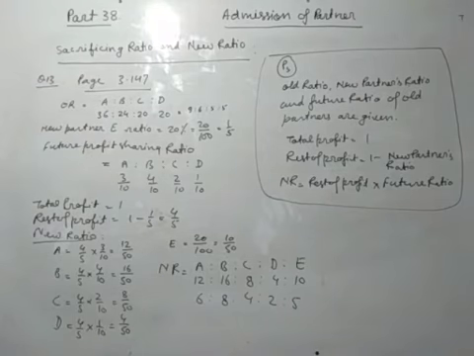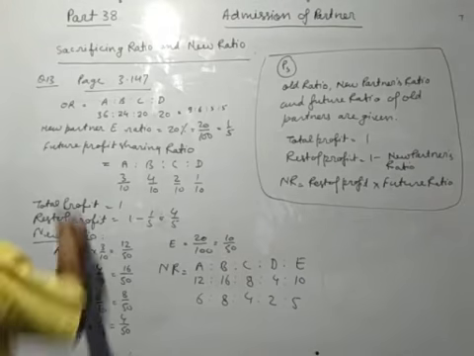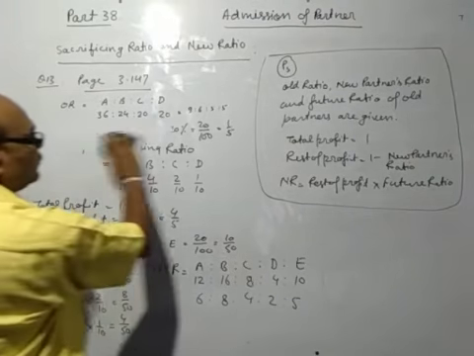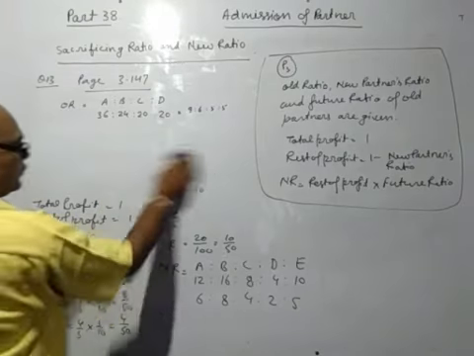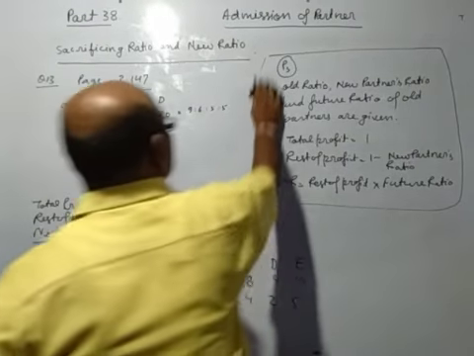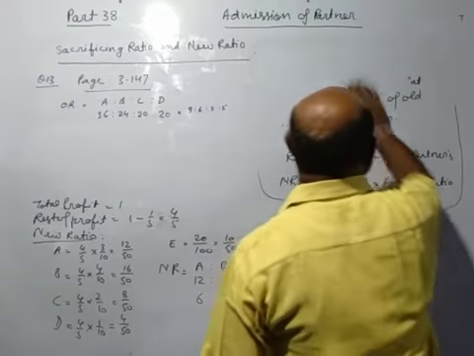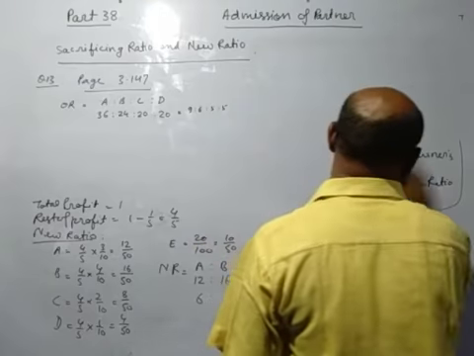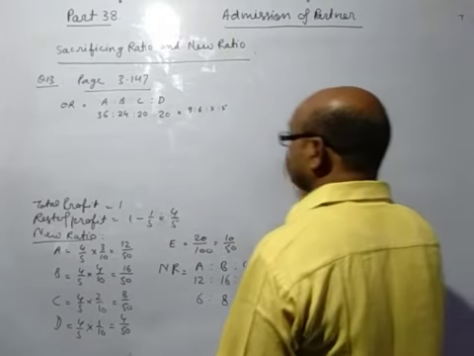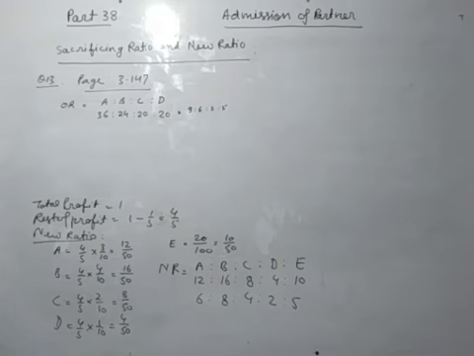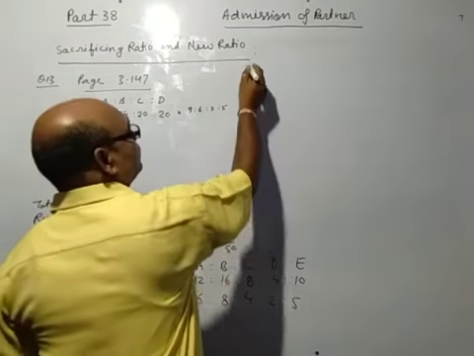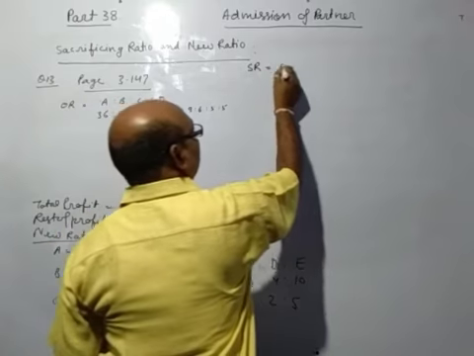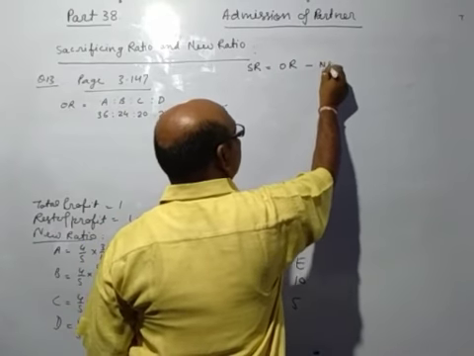Now we have already calculated the new ratio here. The old ratio is given here. So you can calculate the sacrificing ratio. Sacrificing ratio means old ratio minus new ratio.